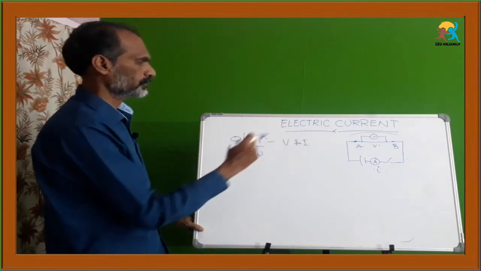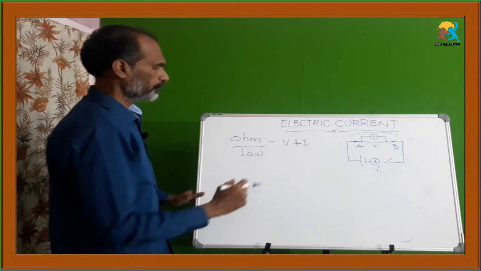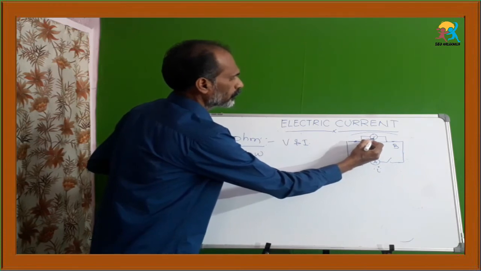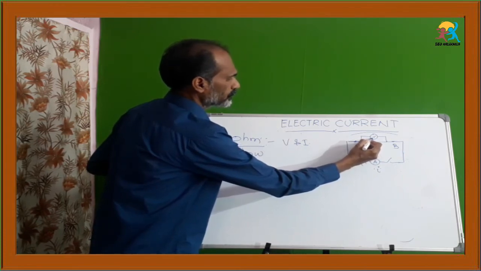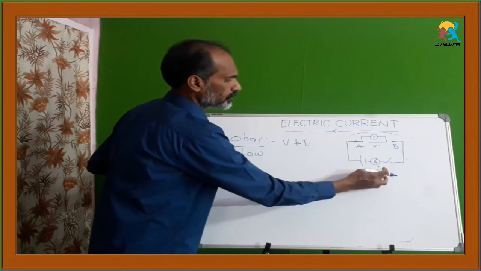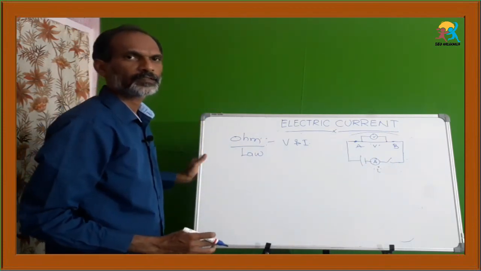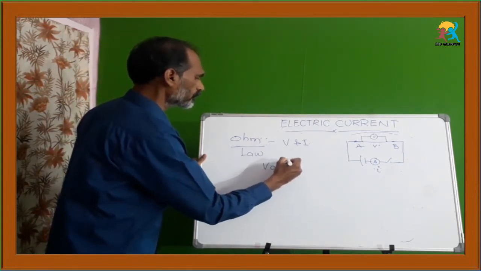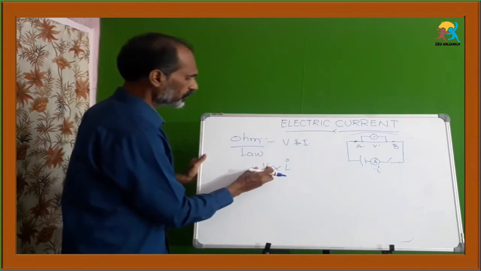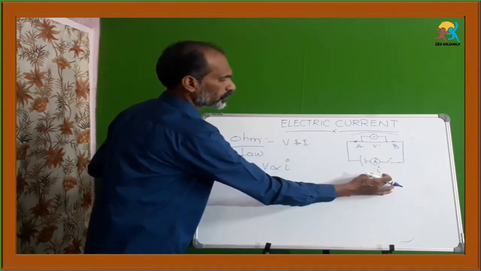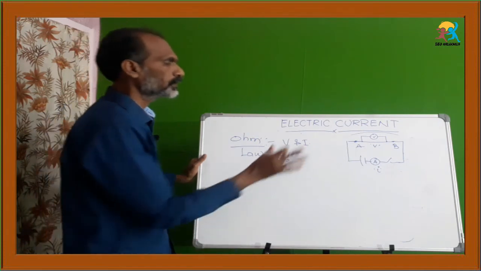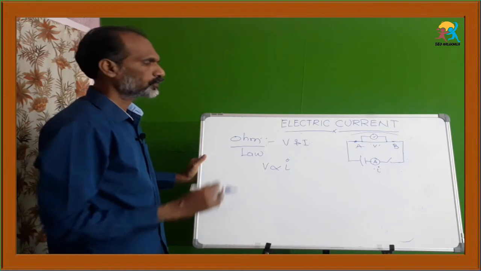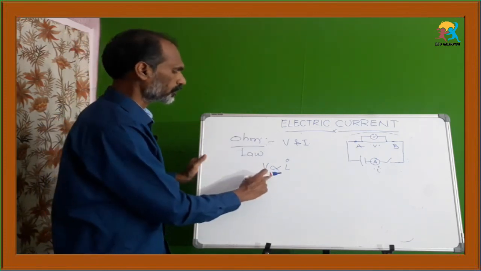Now, the procedure will be: as we introduce more batteries into the circuit, electric current also increases. The relationship between V and I is that V is directly proportional to I. If we increase the number of batteries in the circuit, electric current increases. If we decrease the number of batteries in the electric circuit, electric current also decreases. So the relationship between V and I is directly proportional.